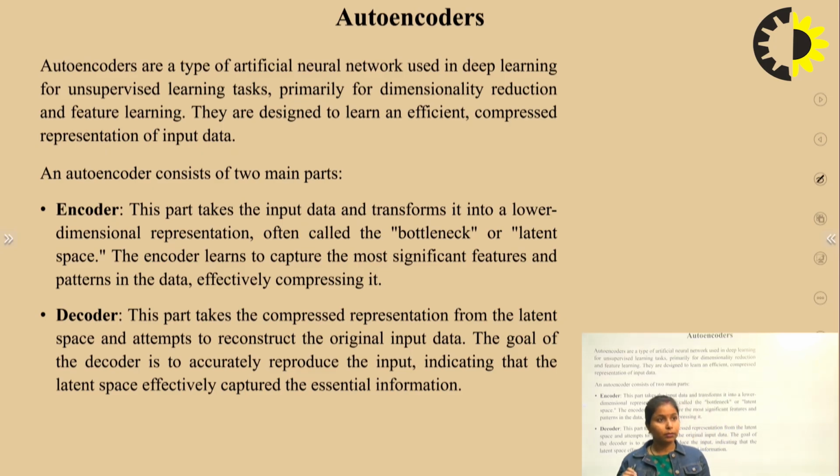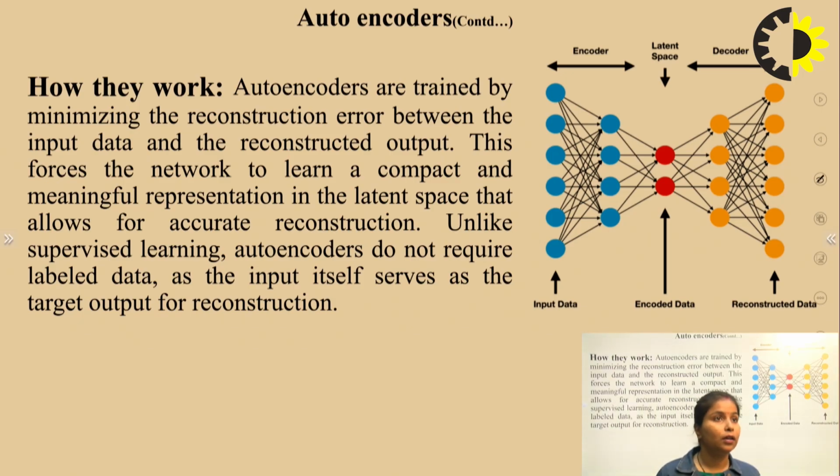An autoencoder basically consists of two parts, encoder and decoder. The encoder takes the input data and transforms it to a lower dimensional representation, often called the bottleneck or latent space. The encoder learns to capture the most significant features and patterns in the data, effectively compressing it. The decoder takes the compressed representation from the latent space and attempts to reconstruct the original input data. The goal of the decoder is accurately reproducing the input, indicating the latent space effectively captures the essential information.